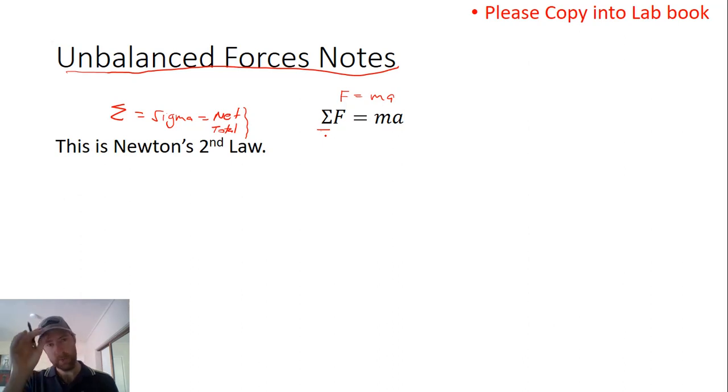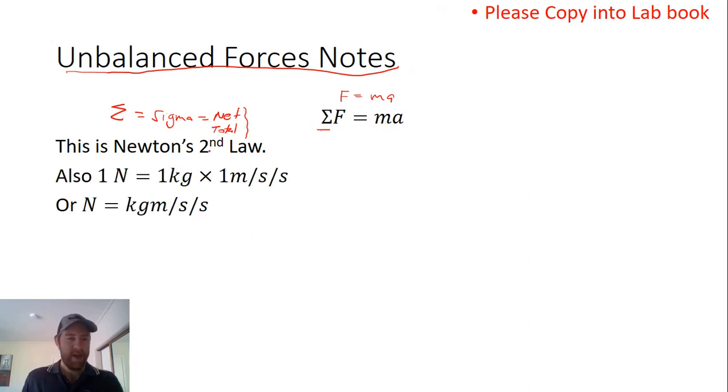So Newton's first law is if something's got a balanced force on it, it will keep doing what it's already doing. So it'll keep moving at a constant speed, or it will keep staying still if it's staying still. Newton's second law is what happens if there's an unbalanced force or a net force? Well, it will cause this acceleration depending on the mass.